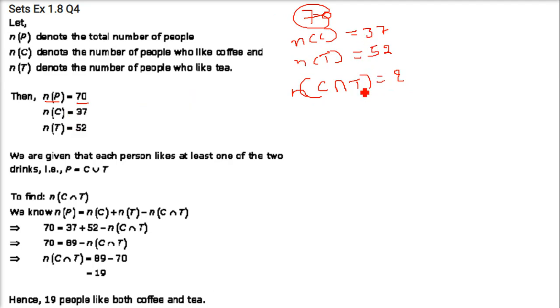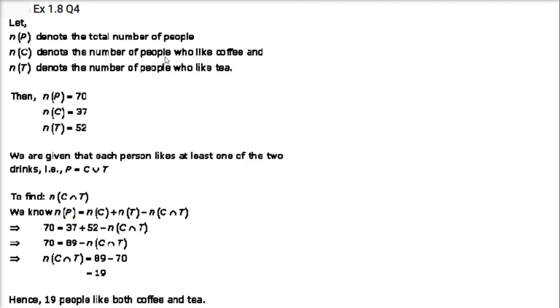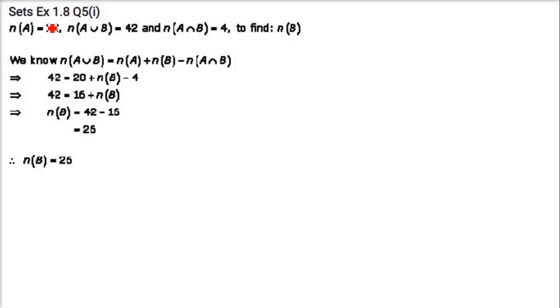Again, because the total number is given, and n(C) and n(T) are also given, we have to find n(C intersection T). This total is nothing but n(C union T). This is 70, this is 37, this is 52. n(C intersection T) will be equal to 19. So 19 people like both coffee and tea.